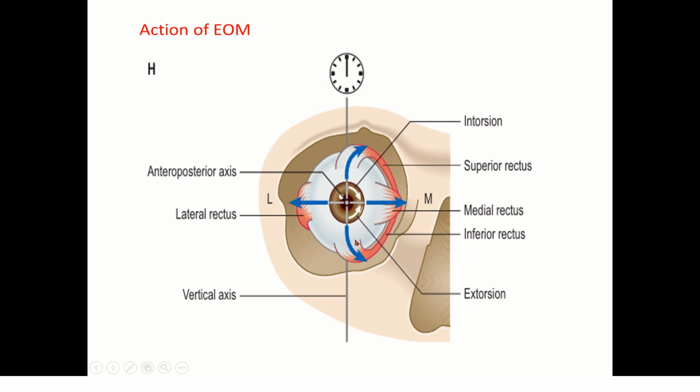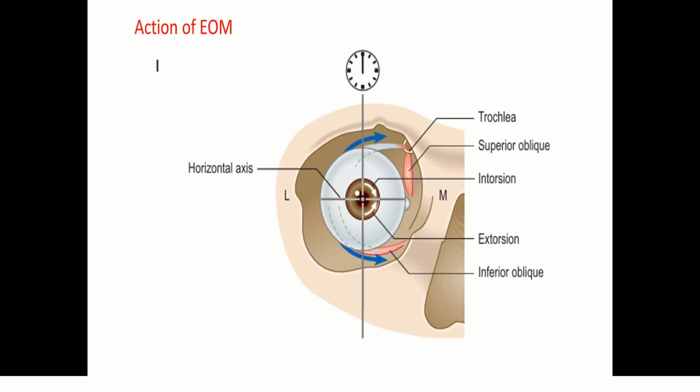So the recti are adductors, and the superior rectus is also helping in intorsion, whereas inferior rectus is helping in extorsion. So both inferior oblique and inferior rectus help in extorsion, whereas superior rectus and superior oblique will help in intorsion. Now you can see this is the superior oblique performing intorsion, and this is the inferior oblique performing the extorsion. So what is this intorsion and extorsion?